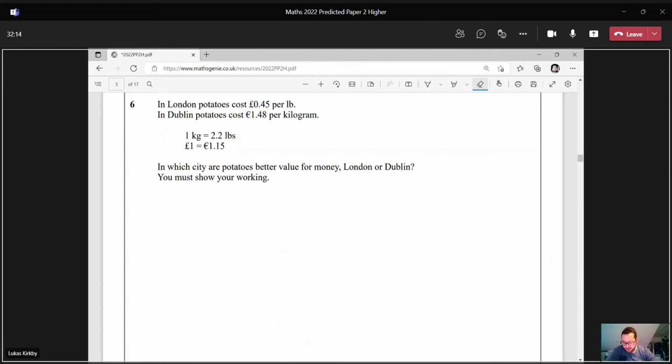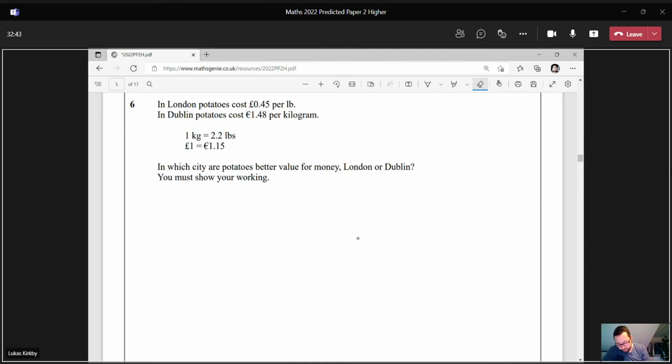Alright then, question 6. So we've got in London, potatoes cost £0.45 per pound, and in Dublin, potatoes cost €1.48 per kilogram. We've got a couple of conversions here. So we've got 1 kilogram is £2.2, and we've got that £1 is worth €1.15. So in which city are potatoes better value for money, in London or in Dublin?